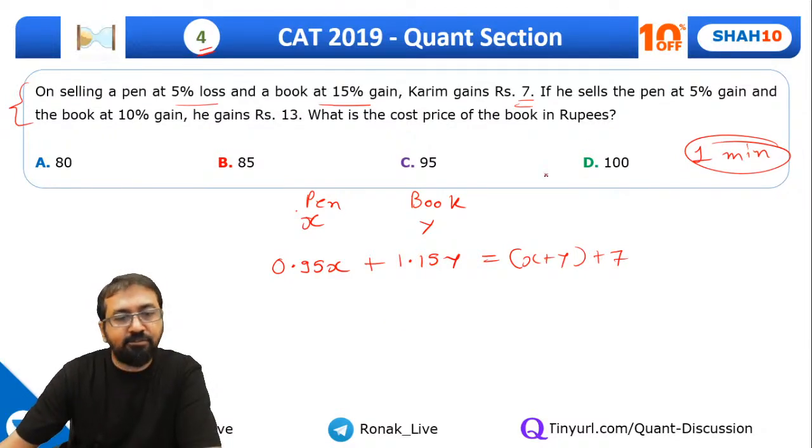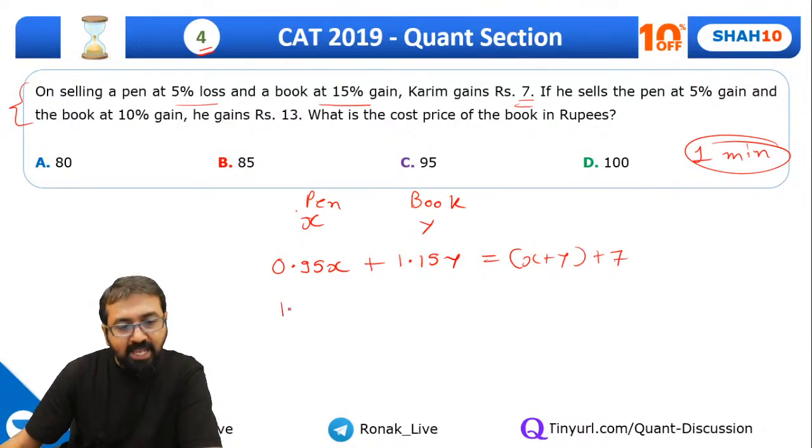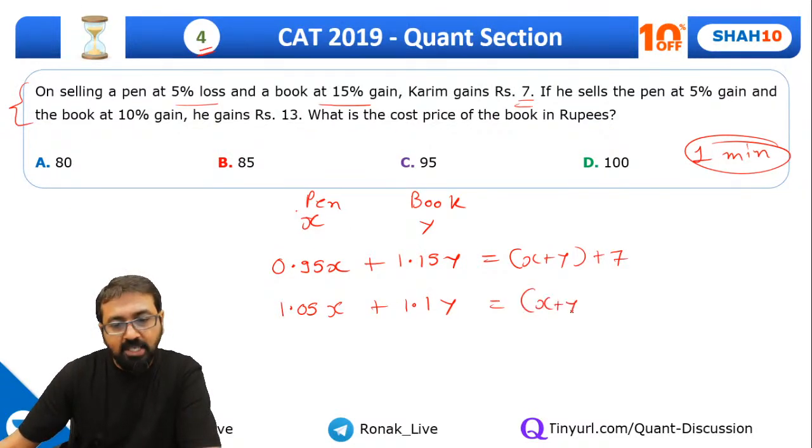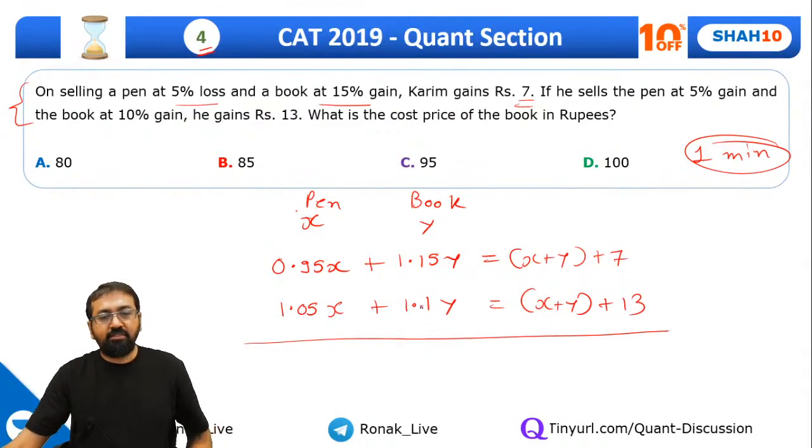If he sells pen at 5% gain, that means the selling price of pen is 1.05x, and book at 10% gain, that is 1.1y. He gains 13 rupees, so this will be x plus y plus 13, right? So you have these two equations.